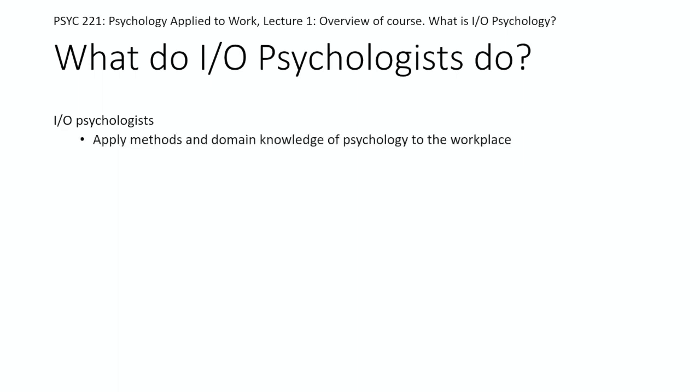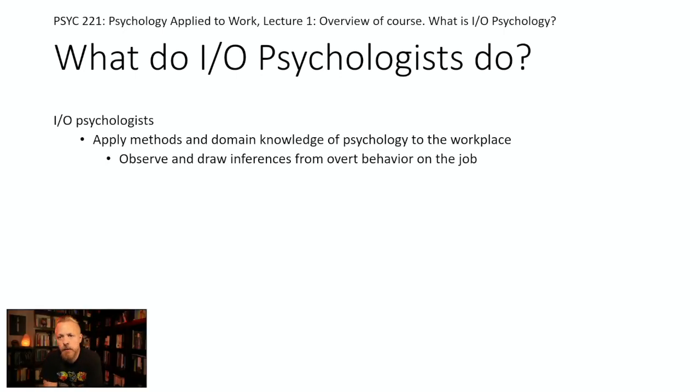Well, they apply these methods and they apply this knowledge to the workplace. That's kind of obvious at this point, or redundant. But how do they do that? Well, one of the main ways is observation and inference. In some cases they do field work, almost like anthropologists. They come in and observe people in an actual job and break down the steps and take various lenses through what they observed of overt behavior, which is observable behavior.